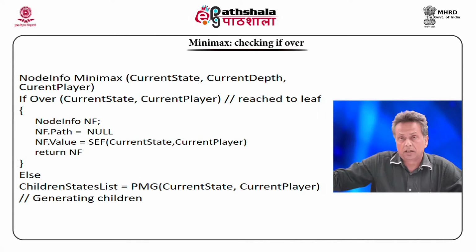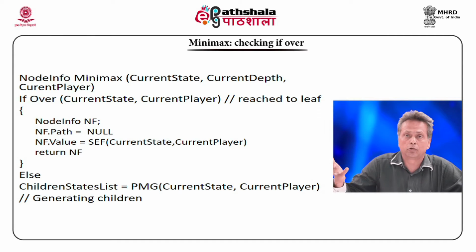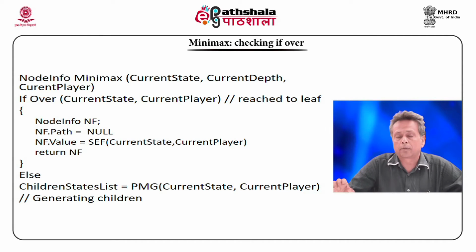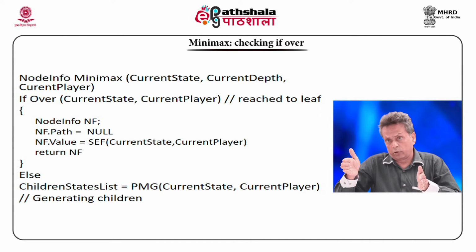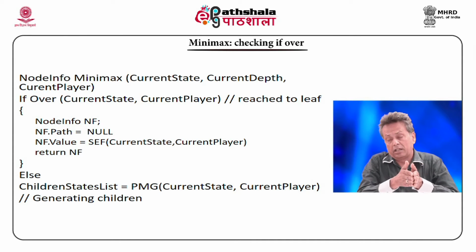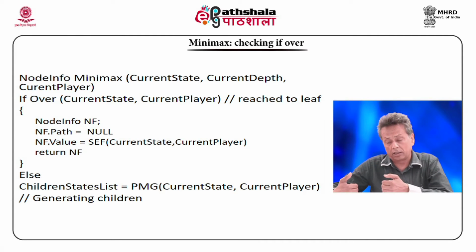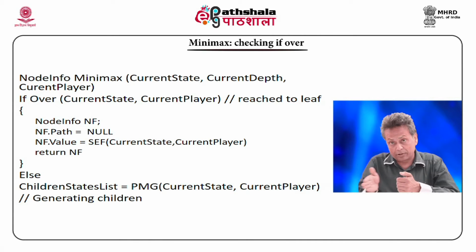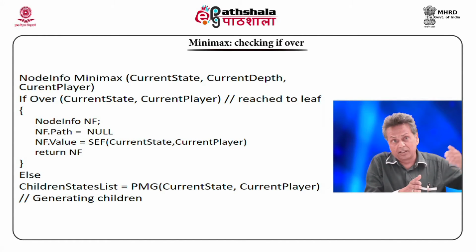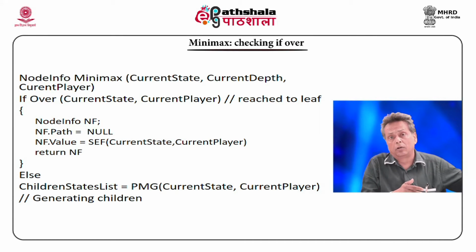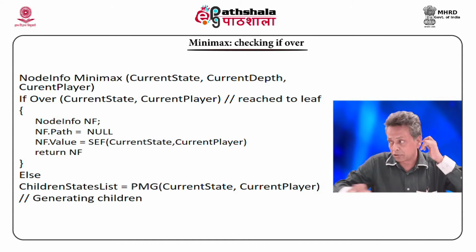You can see the body of the part describes it: node info nf is a new node which is defined. nf dot path is null. Now, why is the path null? Because you're going there, now you stop and now you're returning back. The path is accumulated in the inverse order. So it begins with null, but when it goes up, it adds that component. Then again it goes up, adds that component. When it reaches the calling node, it will have the complete path.